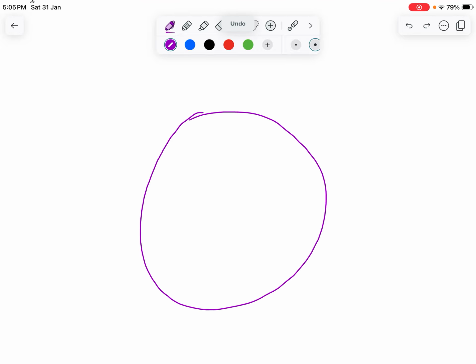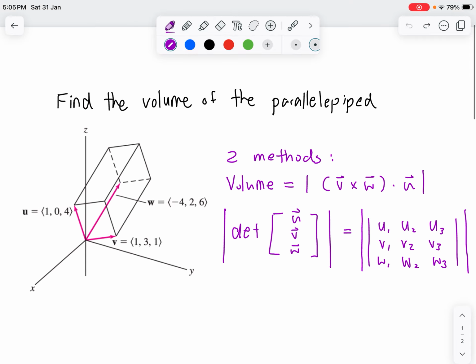Video, we are continuing with vectors. In today's video, particularly, we're going to try to find the volume of a parallelepiped, which is basically, what we learned before, trying to find the volume of a rectangular cube. So, in this example, we are given three vectors, u, v, and w.